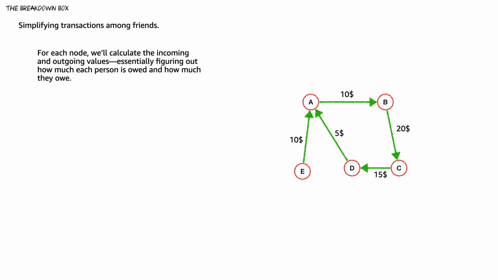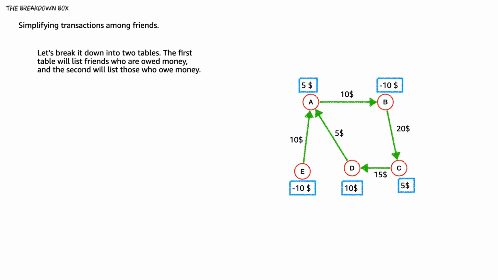For each node, we will calculate the incoming and outgoing values, essentially figuring out how much each person is owed and how much they owe. For friend A, outgoing is 10 and incoming is 15. Therefore, incoming minus outgoing is 15 minus 10 equals 5. Similarly, we will calculate for the other friends.